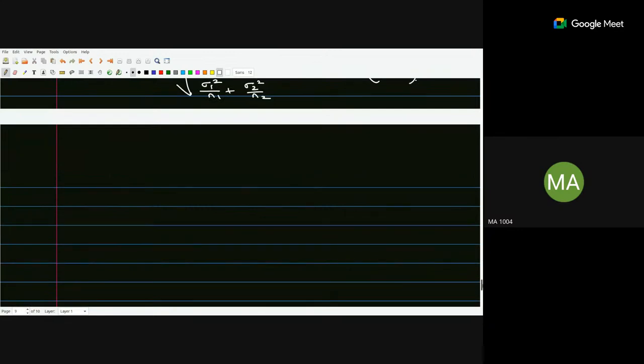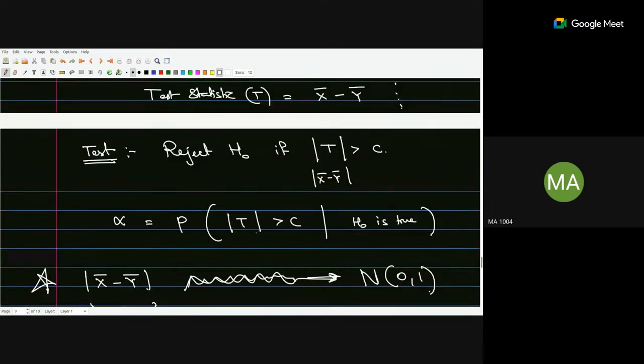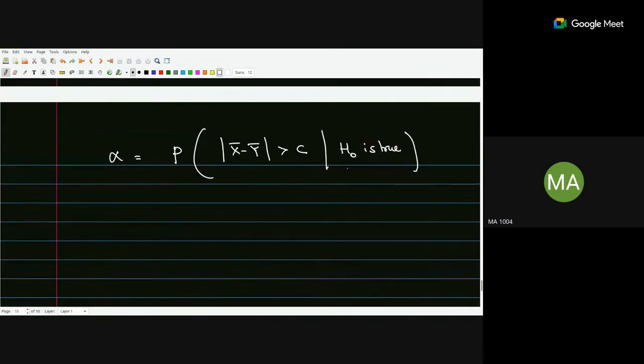So what I have to do is, here I have modulo. Okay, let's write down alpha again. Alpha is probability that modulo x bar minus y bar greater than c, given null is true. So this is alpha I have. That's what we have written. Mod t. In place of t, I have written x bar minus y bar. Both are same. So what is this? H naught is true means mu1 minus mu2 is 0. Okay. Or mu1 is equal to mu2.